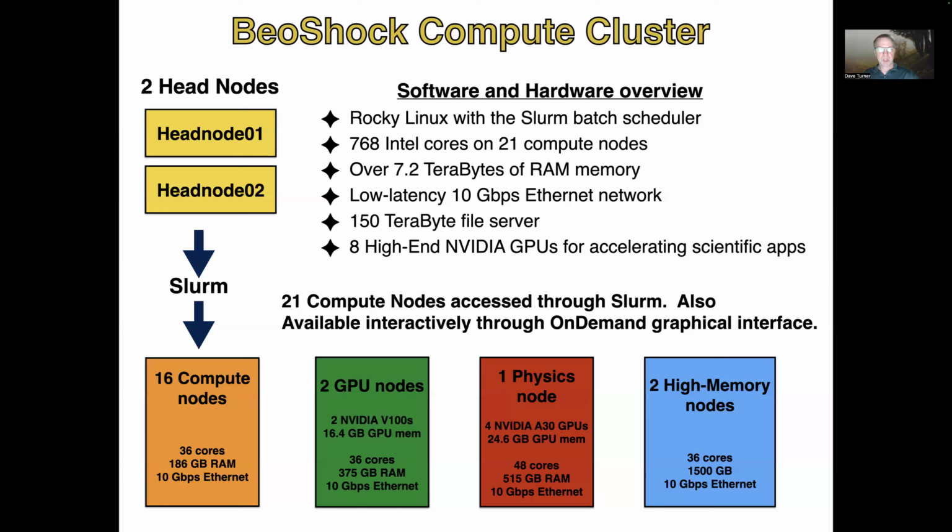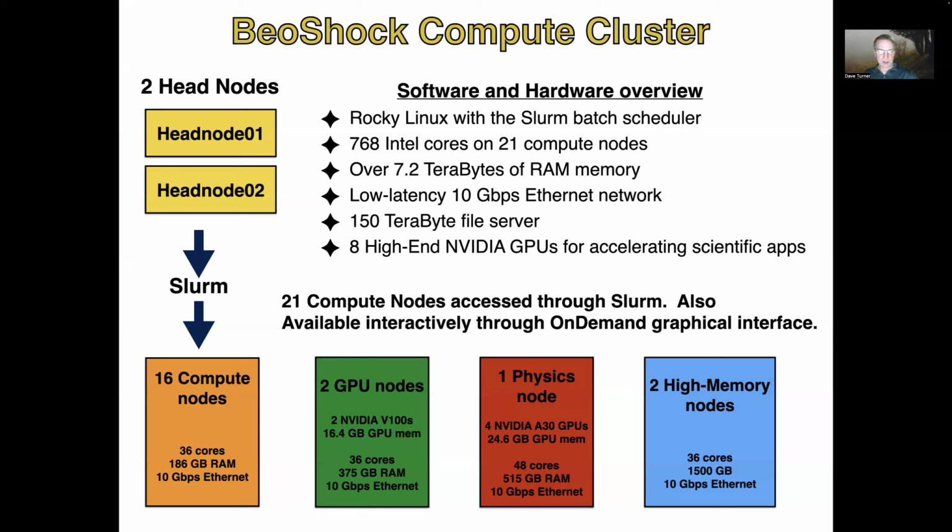BeoShock has 768 Intel cores on 21 compute nodes. So 21 compute nodes, again, a compute node is a high-end server or workstation, just more powerful than your normal PC. And these have Intel chips in them. The colored boxes down at the bottom show the different ones there. There's 16 compute nodes with 36 cores each and 186 gigabytes of RAM memory each.